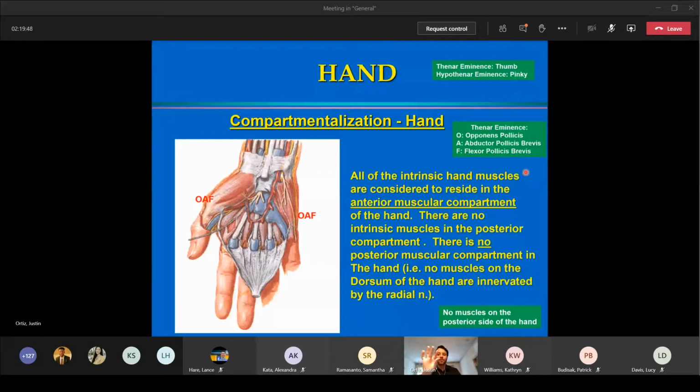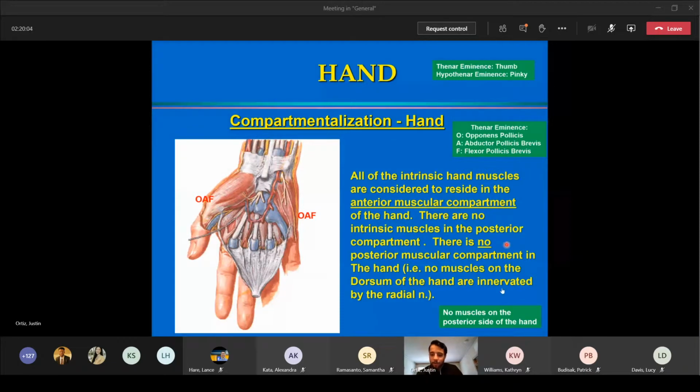So this is your opponens pollicis, allowing you to oppose your fingers, right? So this is opposition, doing that. That's your opponens pollicis. Your abductor pollicis brevis is going to allow you to do that C, right? So that's going to be abductor pollicis brevis. And then you have flexor pollicis brevis, which allows you to flex your thumb.